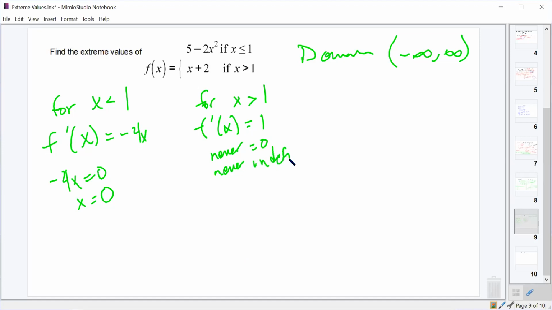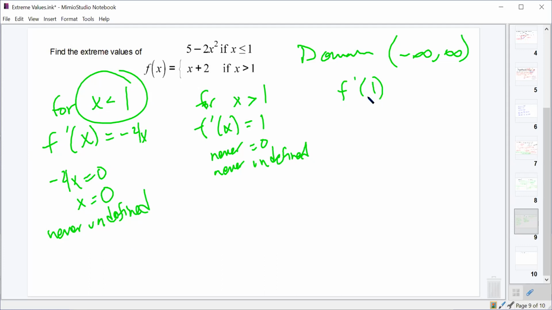And we want to make sure that this is never undefined. We want to make sure that the x equals 0 value is included in x less than 1, right? Because if I'd come up with x equals 2, well, 2 is not less than 1, so that wouldn't be in the domain of this piece of my derivative. Everybody agree with that? Yeah. All right. What about f prime of 1?